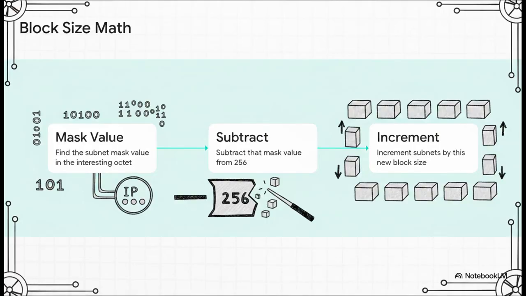But let's be real for a second. Subnetting math can be super intimidating with all the binary conversions. Fortunately, there's a brilliant math shortcut to calculate subnets way faster, and it relies on finding something called the block size. First, you just find the custom subnet mask value in your interesting octet. That's the octet where the actual subnetting is happening. Second, subtract that value from the magic number, 256. Third, whatever number you get is your block size. That means your new subnets will simply increment by that exact number.